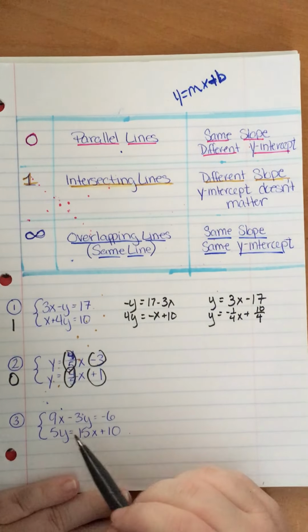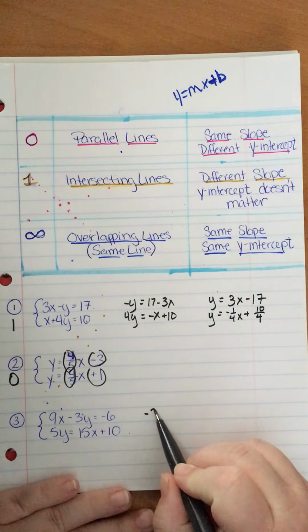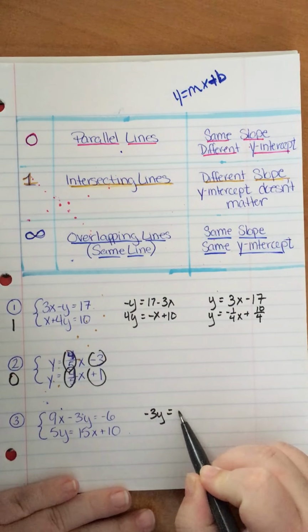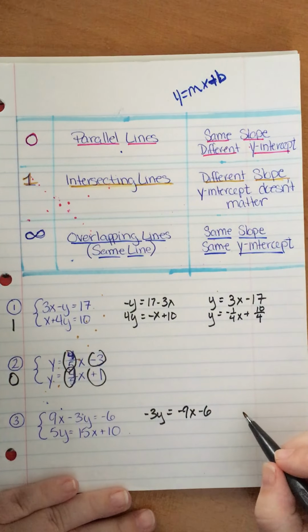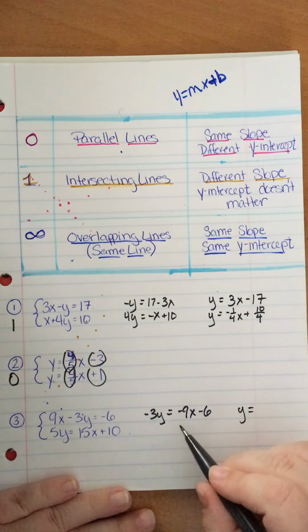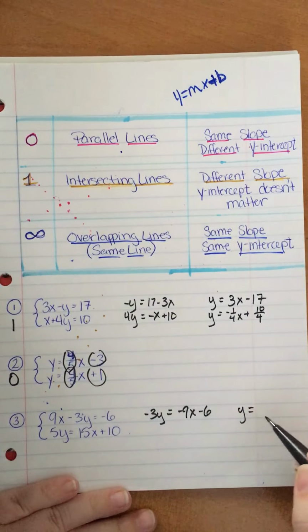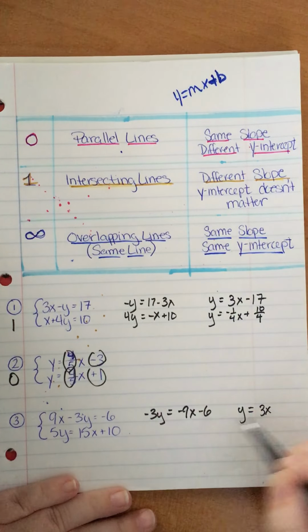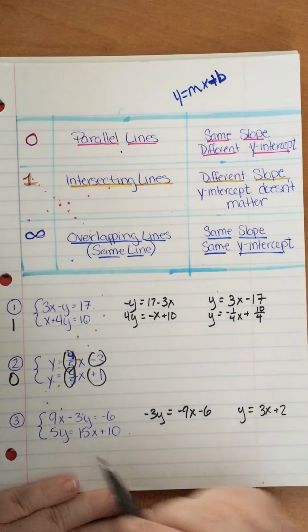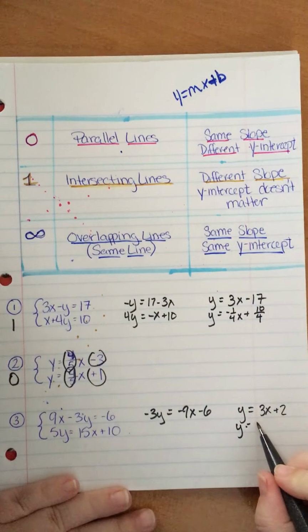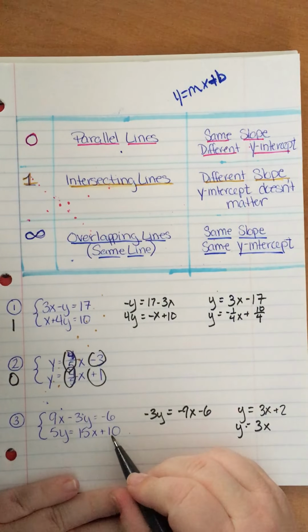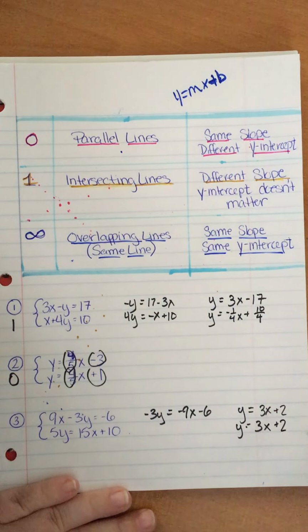Last one. All right, if I look at this, first step, negative 3y equals negative 9x minus 6. Divide everything by negative 3. That gives me y equals negative 9 divided by negative 3 is 3x, and then plus 2. This one here, I'm going to divide everything by 5, which gives me y equals 15 divided by 5 is 3x. 10 divided by 5 is 2.